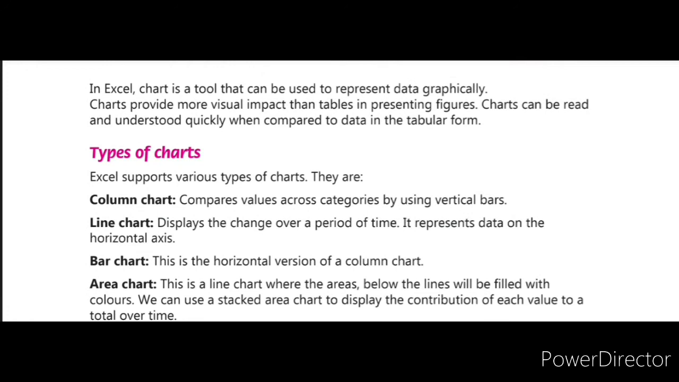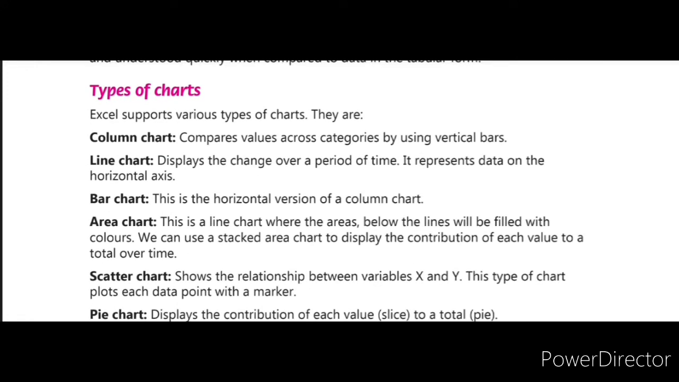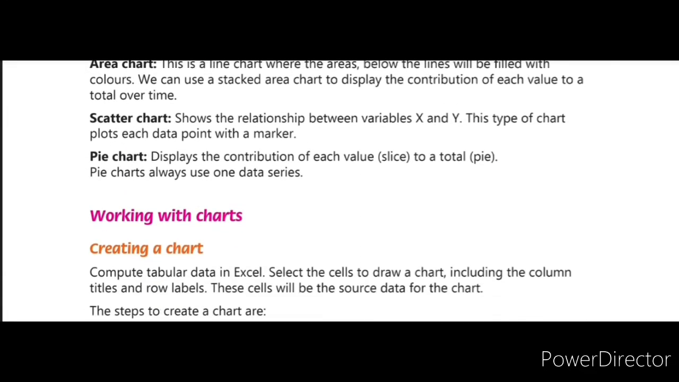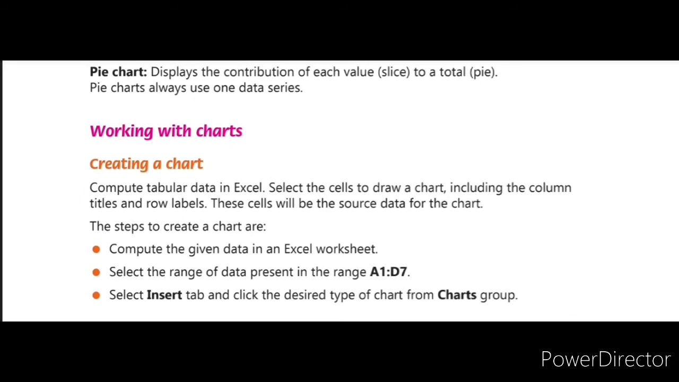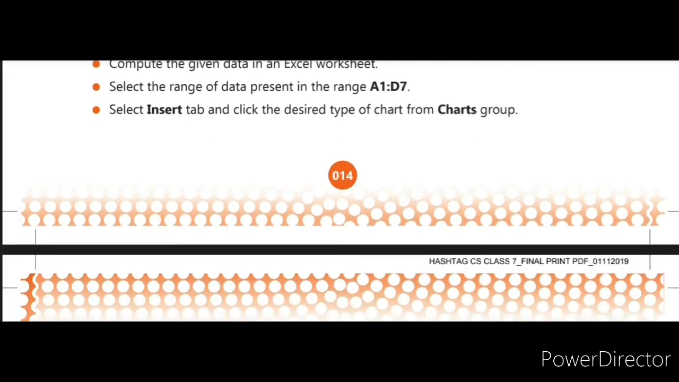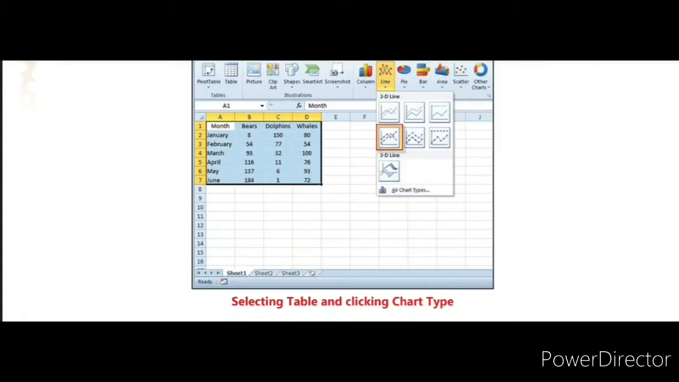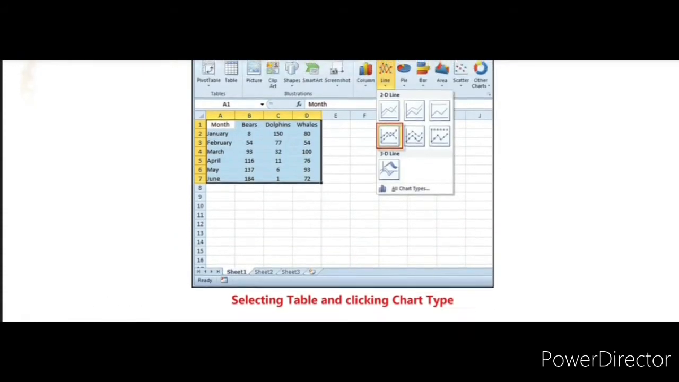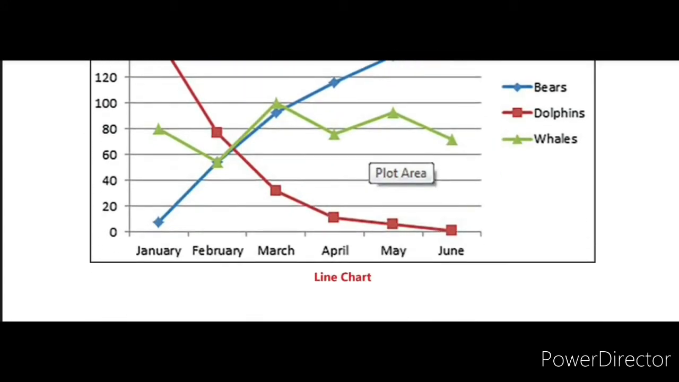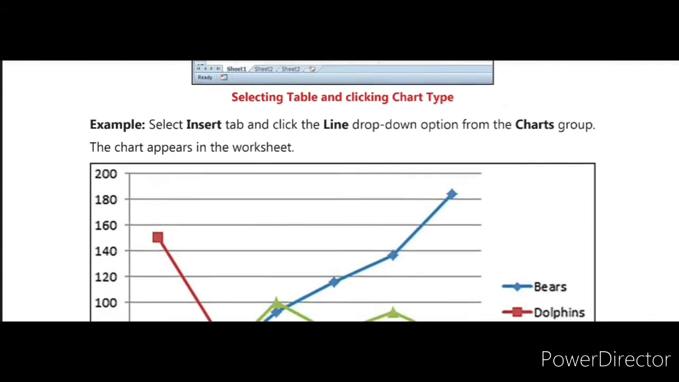Then we have seen the types of charts: column chart, line chart, bar chart, area chart, scatter chart and pie chart. Next we have seen how to work with charts, how to create a chart. These are the steps to create the chart. First we select the cells to draw a chart, including the column titles and row labels. This is how you select the table and click chart type. Next we have seen one example which represents the line chart.